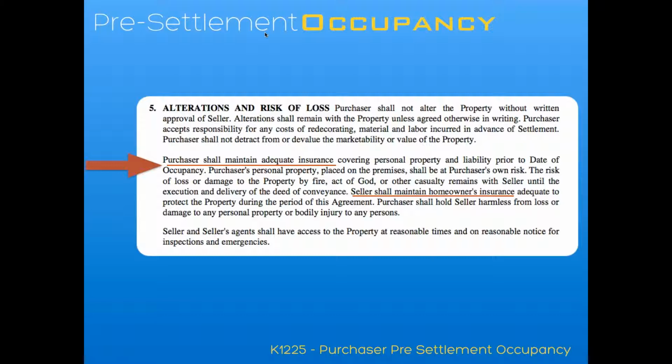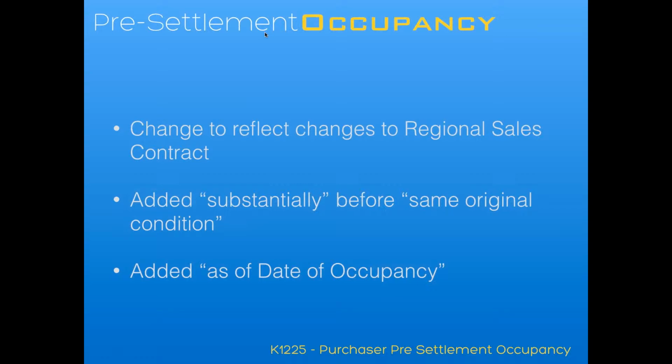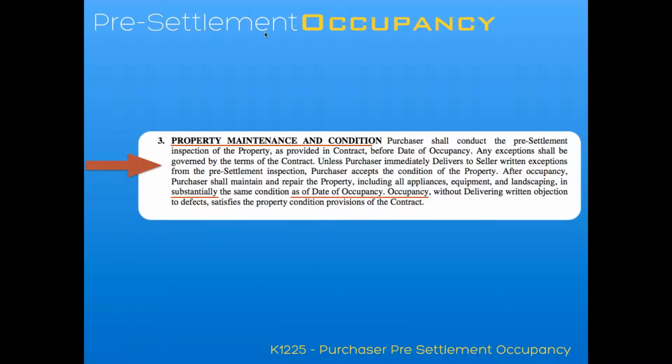All right, so pre-settlement occupancy. Again, purchaser and seller shall have insurance, and K-1225 is the form. Additionally, under the pre-settlement occupancy form, we are changing it to reflect what's already in the regional sales contract, and that is the equipment maintenance and condition paragraph. It will reflect the fact that the house, other than home inspection or agreed upon repairs, is as is. So we added "substantially the same original condition" and added "as of the date of occupancy." So it now reads like this.